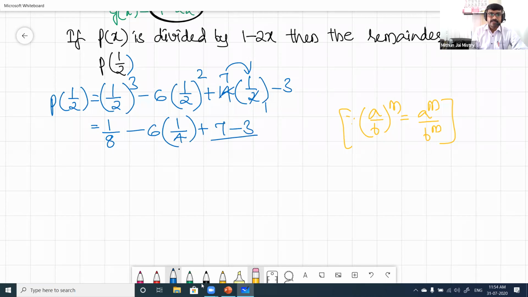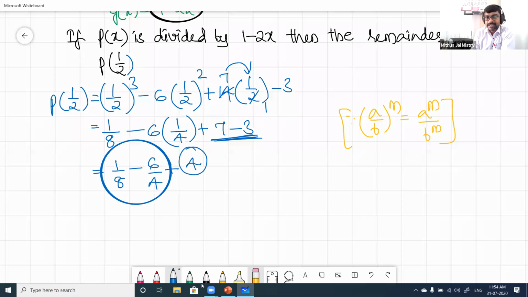So next, have a look at what we will get. We will get 1 by 8 minus 6, 6 1s are 6. Let me write 6 by 4. Then we have plus 7 minus 3. Here 7 minus 3 is nothing but 4.